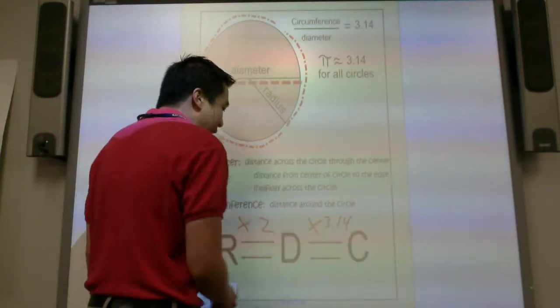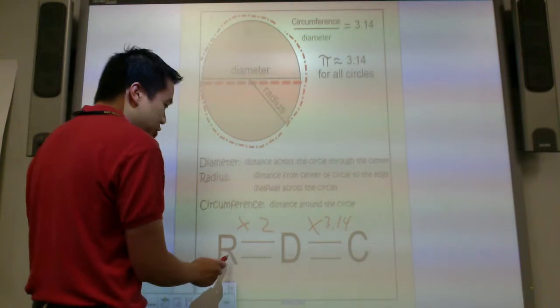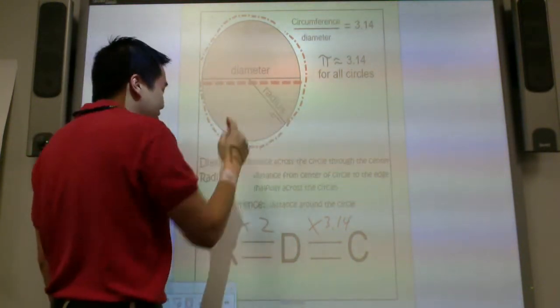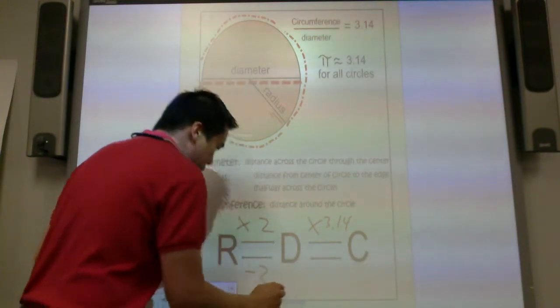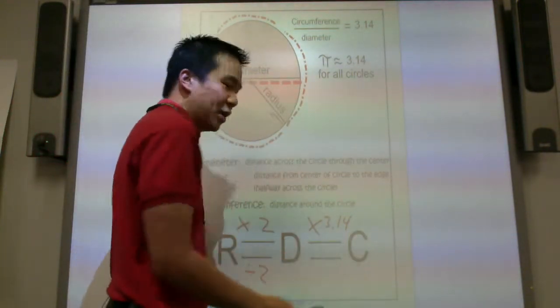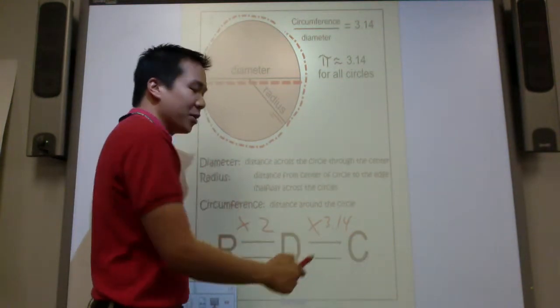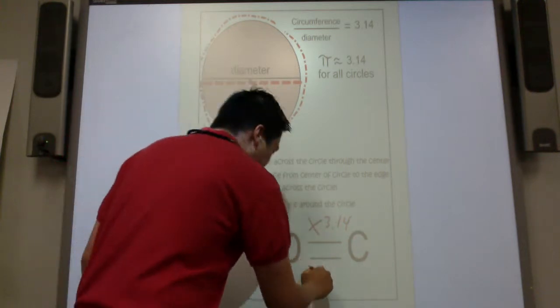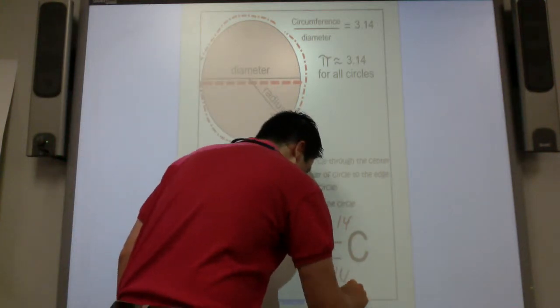And then to go backward, it's from diameter to a radius. What can you say about diameter and radius? A radius is half the size of a diameter. We divide by 2. And what is the relationship between a diameter and a circumference? The diameter is about 1/3 of it. So we divide by 3.14.